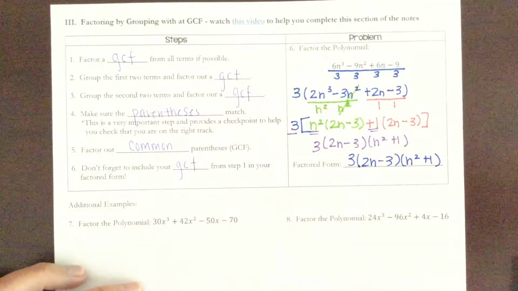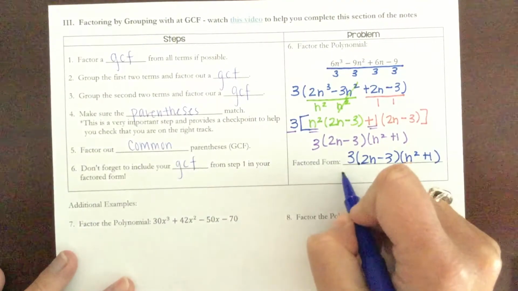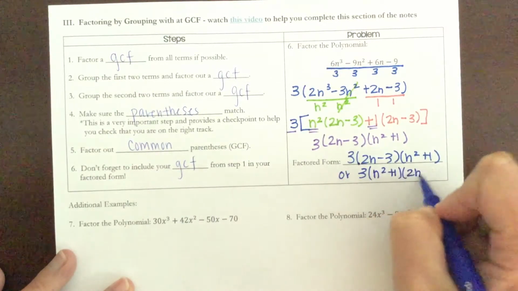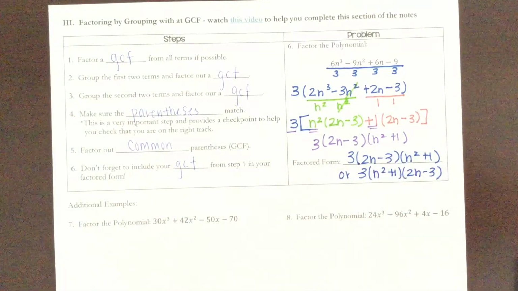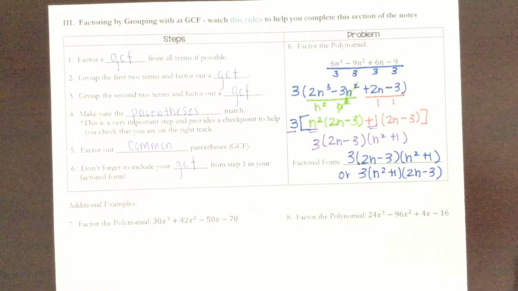And remember, the order in which we write our parentheses doesn't matter. This would be the same thing as saying 3 times n squared plus 1 times 2n minus 3, because multiplication is commutative. Let's try a second example.